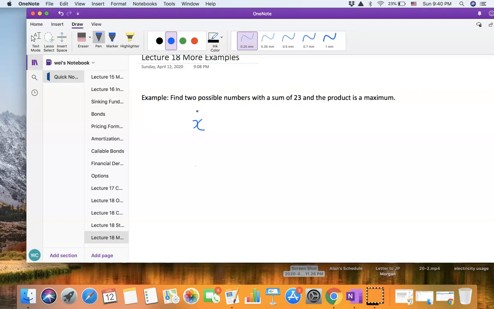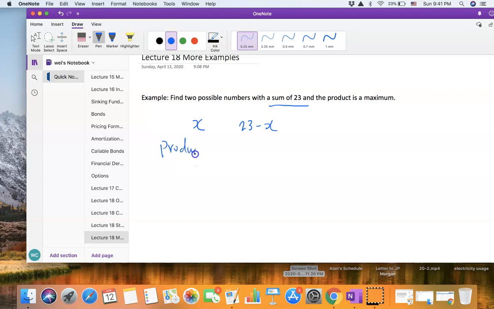If we say the smaller number is x, then another number will be 23 minus x. Why? Because we're told that the sum of these two numbers is 23. And what we're looking for is we want to determine these two numbers such that their product is a maximum.